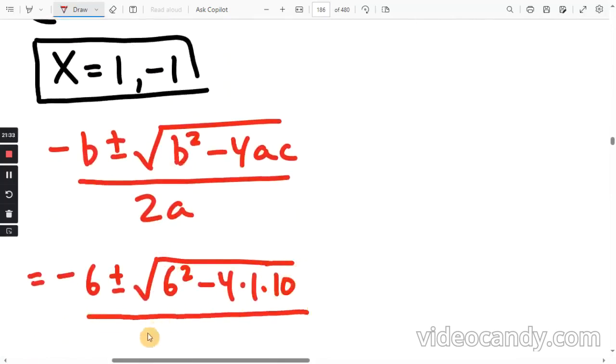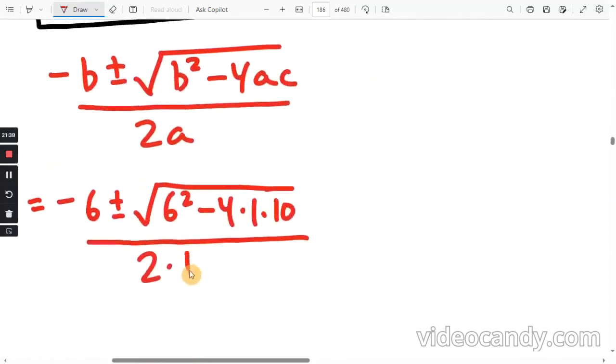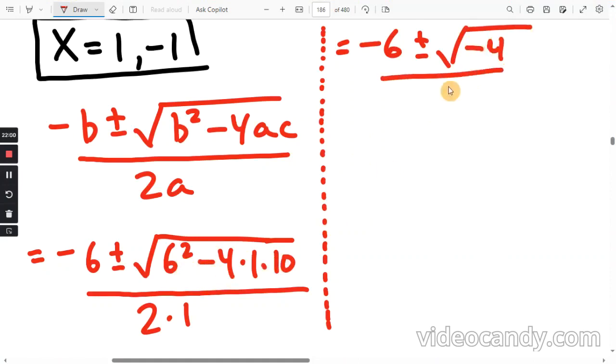And that is divided by 2 times a, which is just 1. All right, negative 6 plus minus radical, this is going to be 36 minus 40, that's negative 4, divided by 2. Negative 6 plus minus radical 4 is just 2, and the square root of negative 1 is just i.